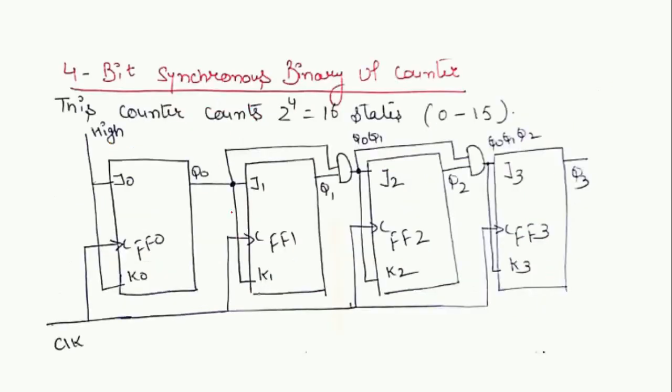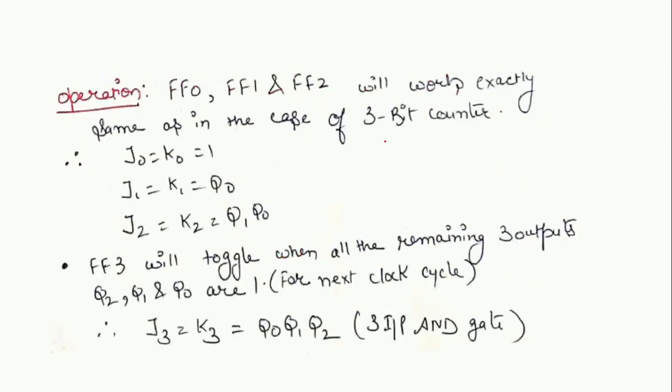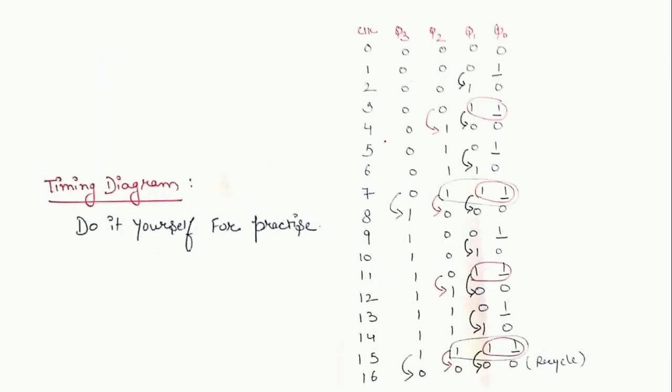4-bit synchronous binary up counter. For the first 3 flip-flops, it will work exactly the same as we have discussed in the 3-bit synchronous binary up counter. That is, J0 K0 is equal to high, J1 K1 is equal to Q0, and J2 K2 is equal to Q0 dot Q1. Now let us see when our flip-flop number 3 is going to toggle. So this is the truth table.